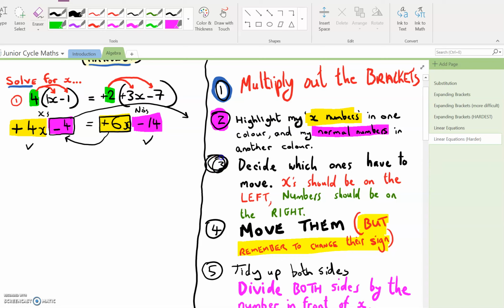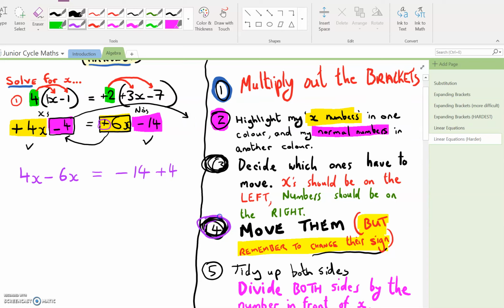Okay, 4x is okay. But in beside it, we're going to move this 6x. Now it is a plus 6x, so if I move it, it becomes a minus 6x. Over here, we didn't move this. We don't need to move this, so that's still there. But I'm going to move that minus 4. And if I move the minus 4, it becomes a plus 4. Okay, that's step 4 done.